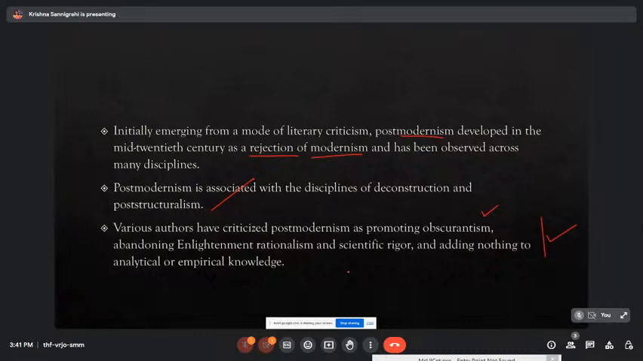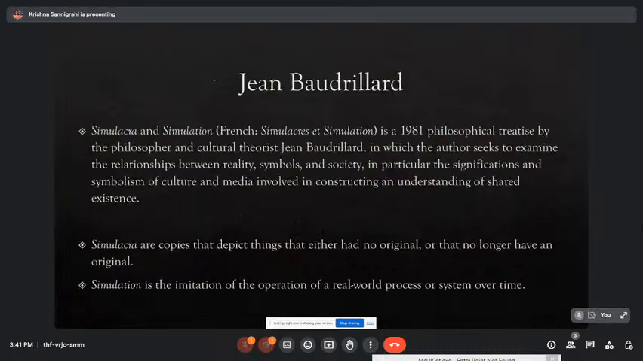So this brings us to the next thinker, the theorist, that is Jacques Baudrillard. So his concept of simulacra and simulation. In 1981, in his philosophical treatise, he seeks to examine the relationship between reality, symbols, and society. In particular, the significations and symbolism of culture and media involved in constructing an understanding of shared existence.